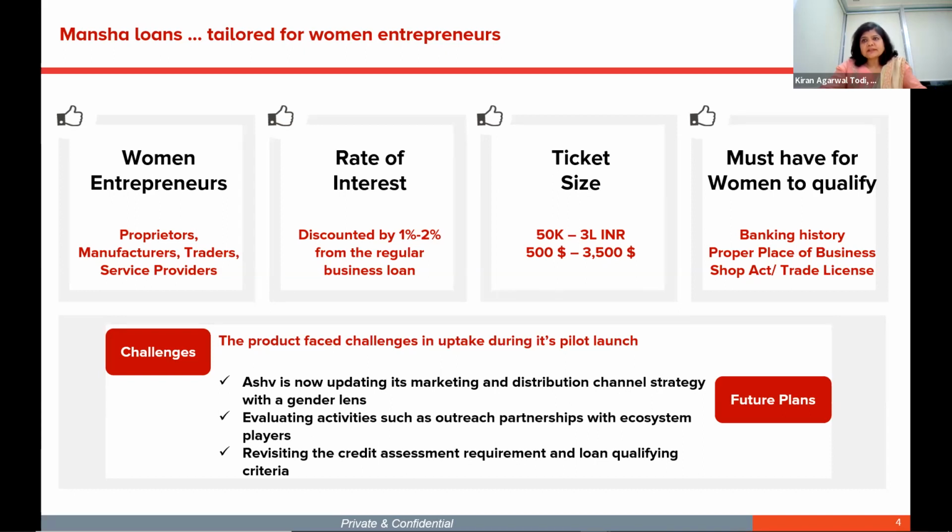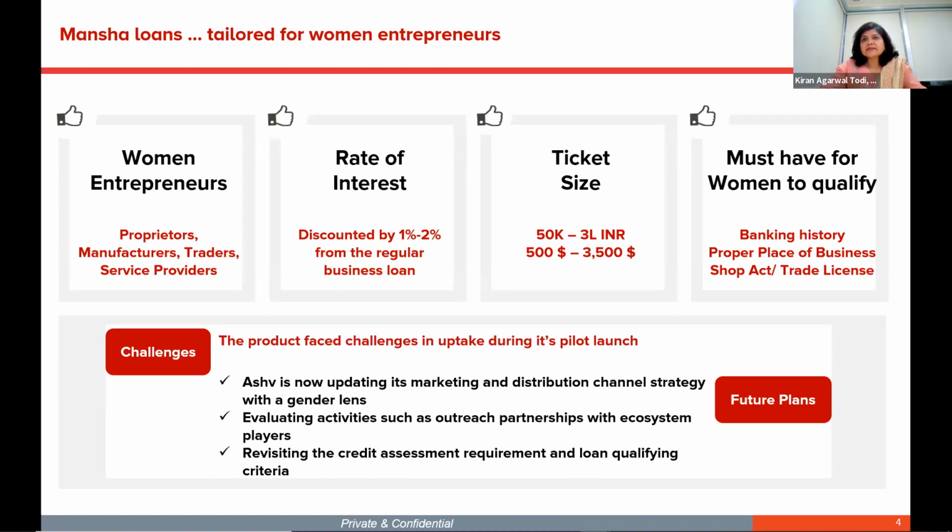We do offer a discount of 1 to 2% in the rate of interest from the regular business loans to the women folks. The ticket size here ranges anywhere from 50K to 3 lakhs INR, which equates to $500 to about $3,500.